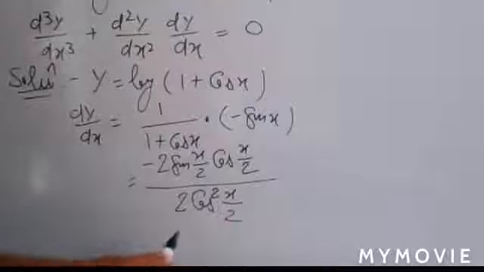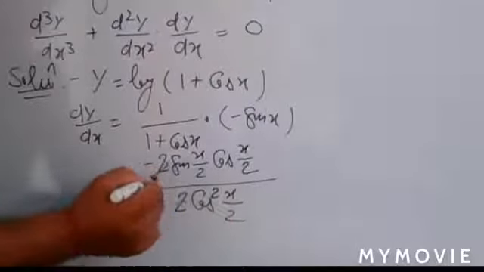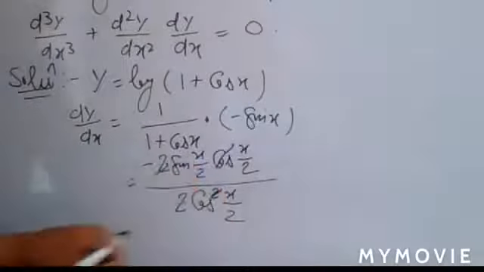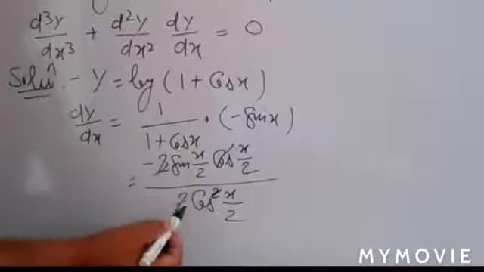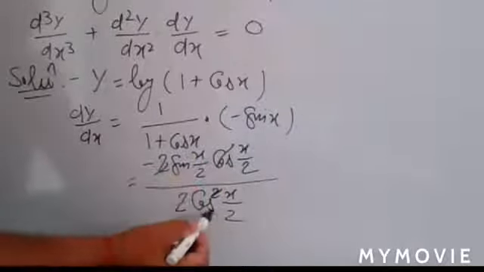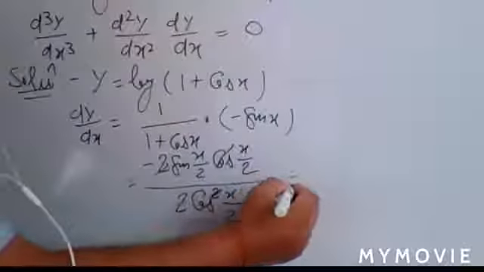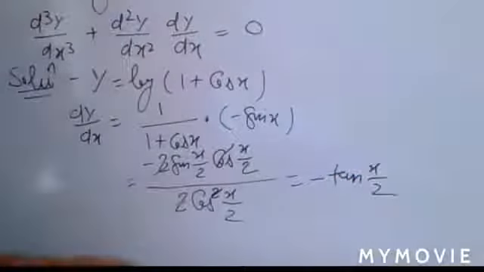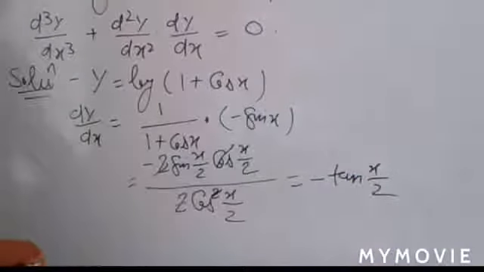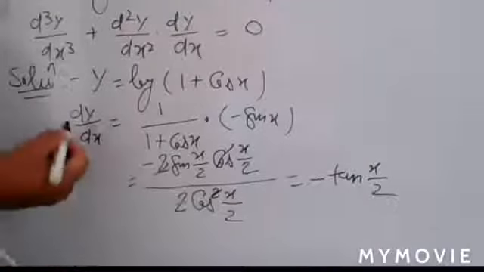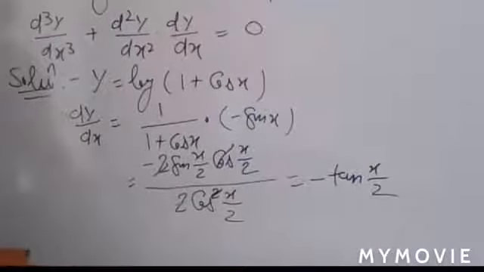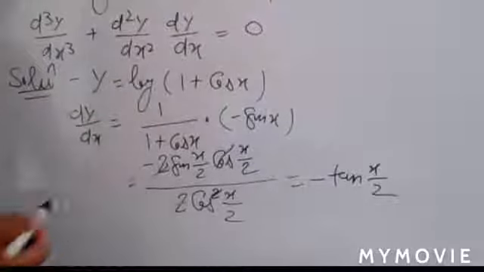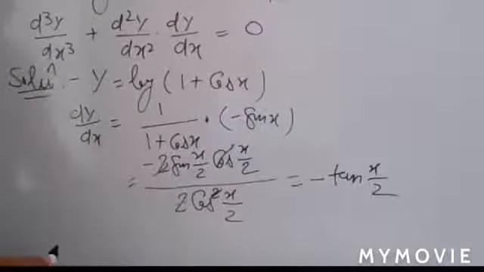Okay, so 2 cos square x by 2. So 2 and 2 cancel out, and one power of cos cancels out. Understand? And just see what is left: sin x by 2 upon cos x by 2. So here you have minus tan x by 2. Minus tan x by 2. Note it. So that gives the value of dy by dx. In the same way, you have to find the value of its second derivative and third derivative. And then you put them in the left side and check that you get 0.